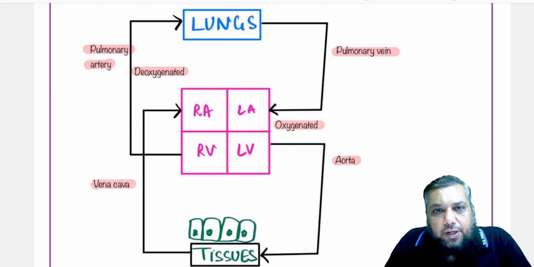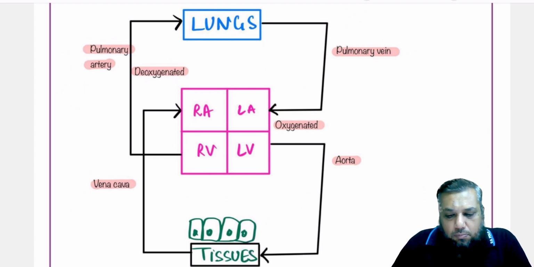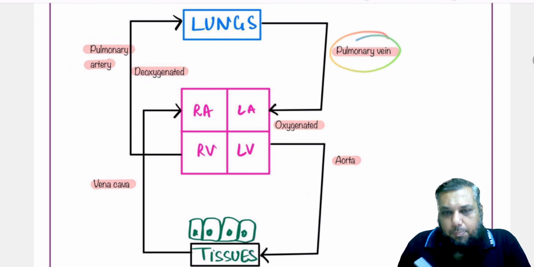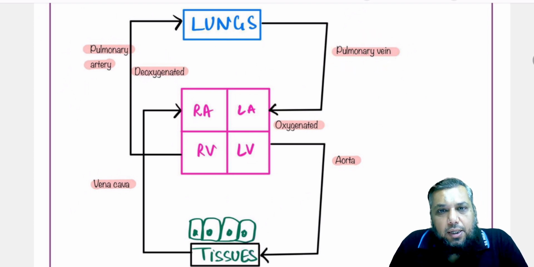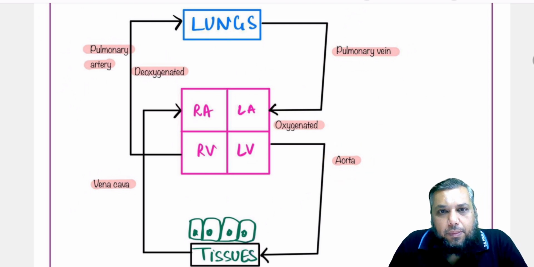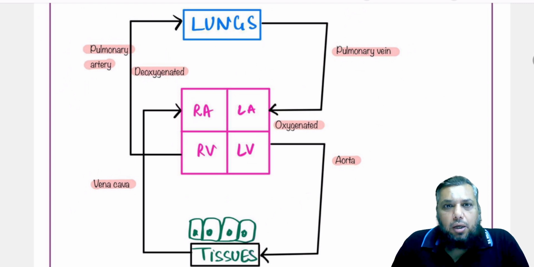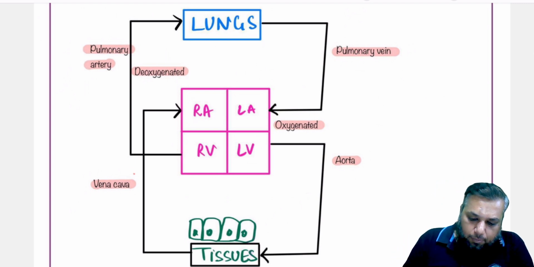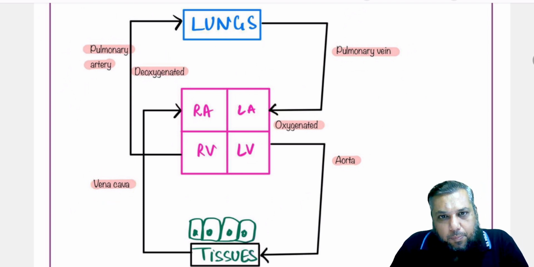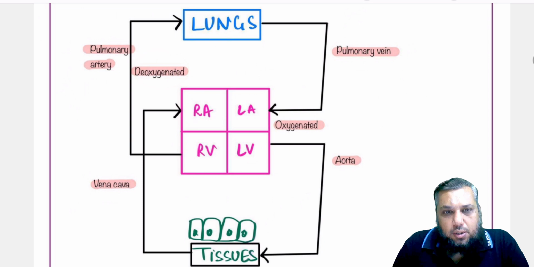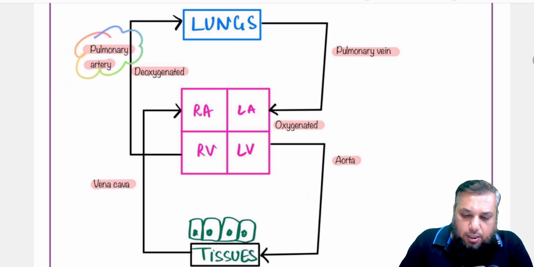So where does the left atrium receive the oxygenated blood from? It receives it from the lungs. Who brings it? The pulmonary veins. The left ventricle is a pumping chamber of oxygenated blood and pumps it into the aorta. Similarly, the right atrium receives the deoxygenated blood from the entire body through the vena cavas, and the right ventricle pumps the deoxygenated blood to the lungs through the pulmonary arteries.